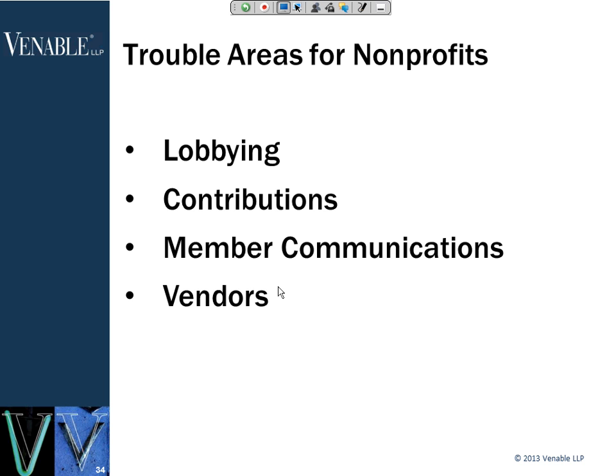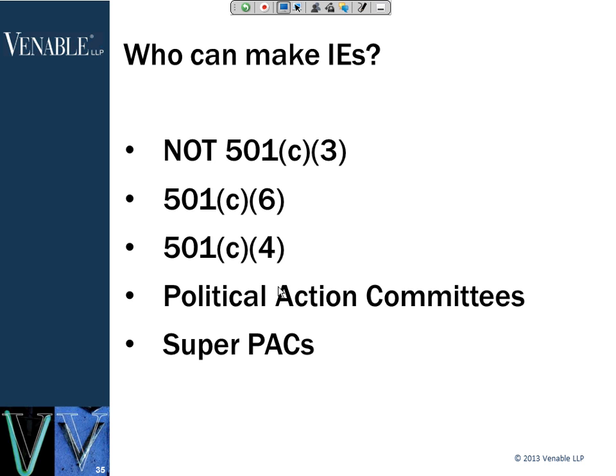Who can make independent expenditures? Lots of different organizations can do this. In the wake of Citizens United that said that corporations can make independent expenditures so long as, again, there's no coordination with the candidate. And so trade associations, 501c4s, PACs, super PACs, everybody but 501c3s, which for tax reasons are unable to make them. So I think with that, I'm going to turn it over to Janice to talk about super PACs.